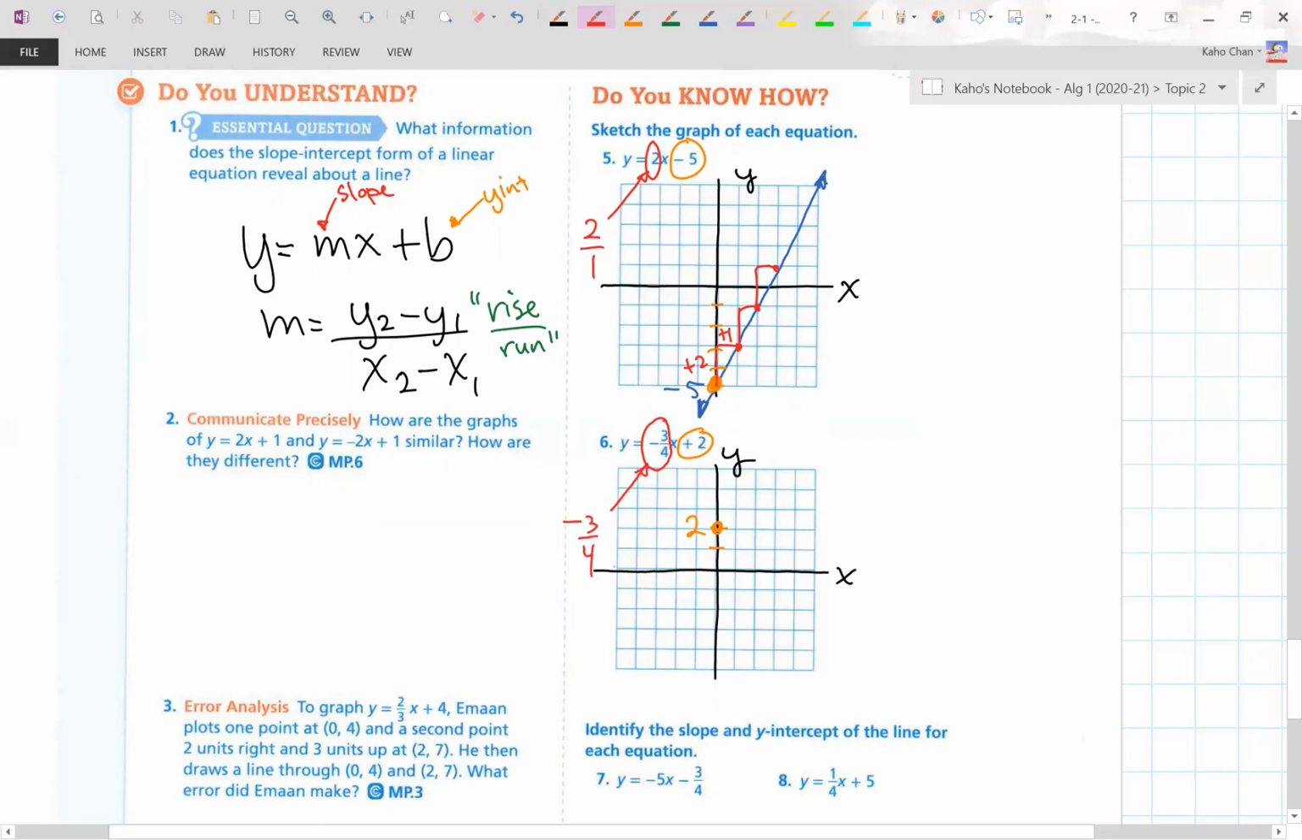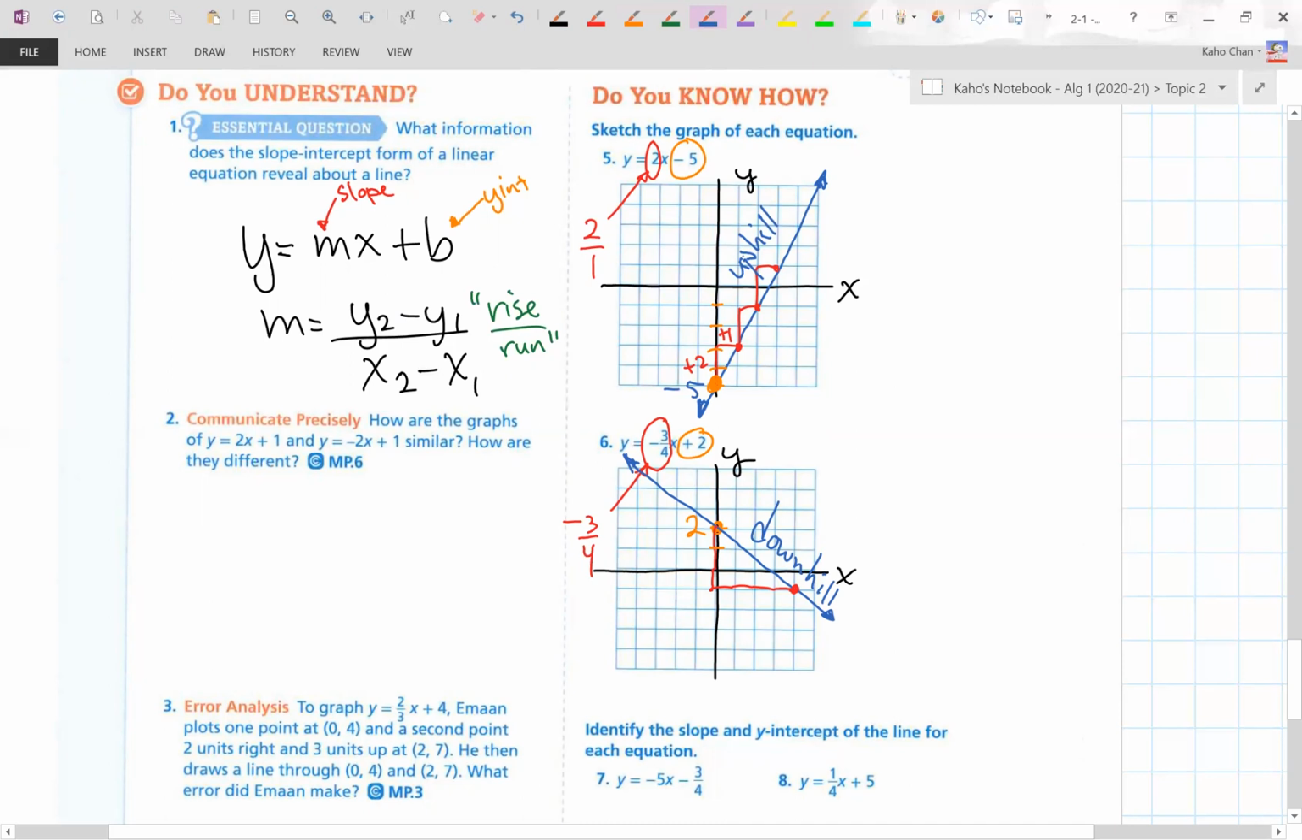Okay. Negative 3 is the y direction. Go down 3: 1, 2, 3, and over 4 to the right: 1, 2, 3, 4. Okay, bam. Connect those two dots, and you're done. Easy as that. Notice that this one's going downhill. The slope is negative. They're synonymous with each other. The other one was uphill. Forgot to mention that.